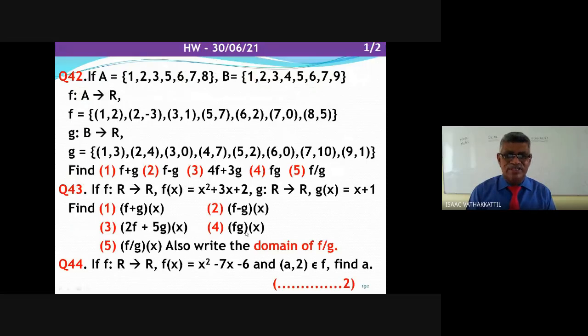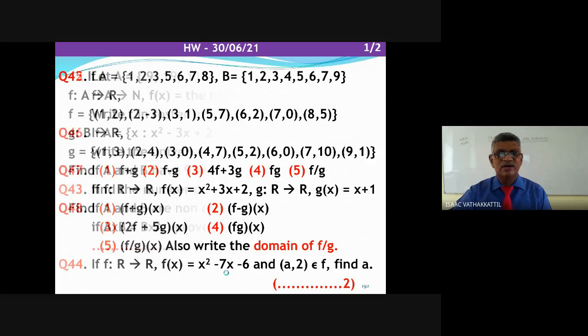Well, we are through it. I have a few questions here. I'll be sharing these questions with you. It will be easy to do. First one is like the previous one, find f plus g, f minus g, etc. Second again like this. And fourth is f from R to R, f(x) equals x squared minus 7x minus 6, and 2 is a member of the range of f.